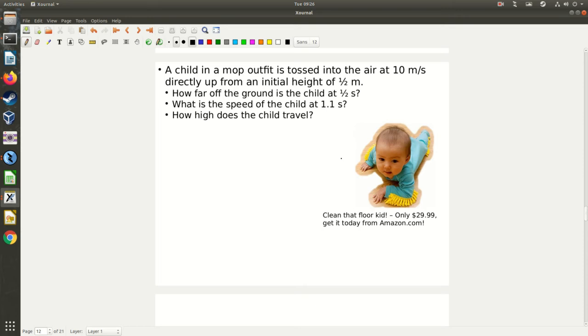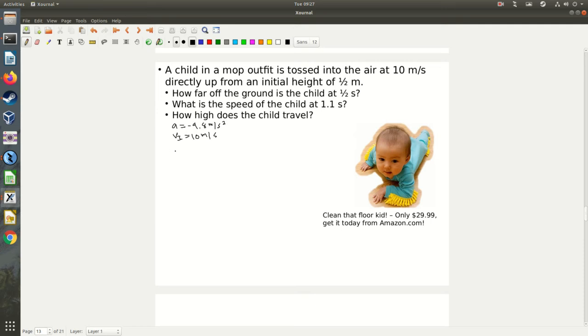how far off the ground is the child at 1/2 second? What is the speed of the child at 1.1 seconds? And how high does the child travel? Okay, a couple different ways here. Now remember, anytime you are in free fall, your acceleration is going to be negative 9.8 meters per second squared. It says the initial velocity in this case is going to be 10 meters a second. So we also know that. We know the initial height is a 1/2 meter, so I will need to factor that in here in a moment. So let's first figure out how far off the ground is the child at 1/2 second.